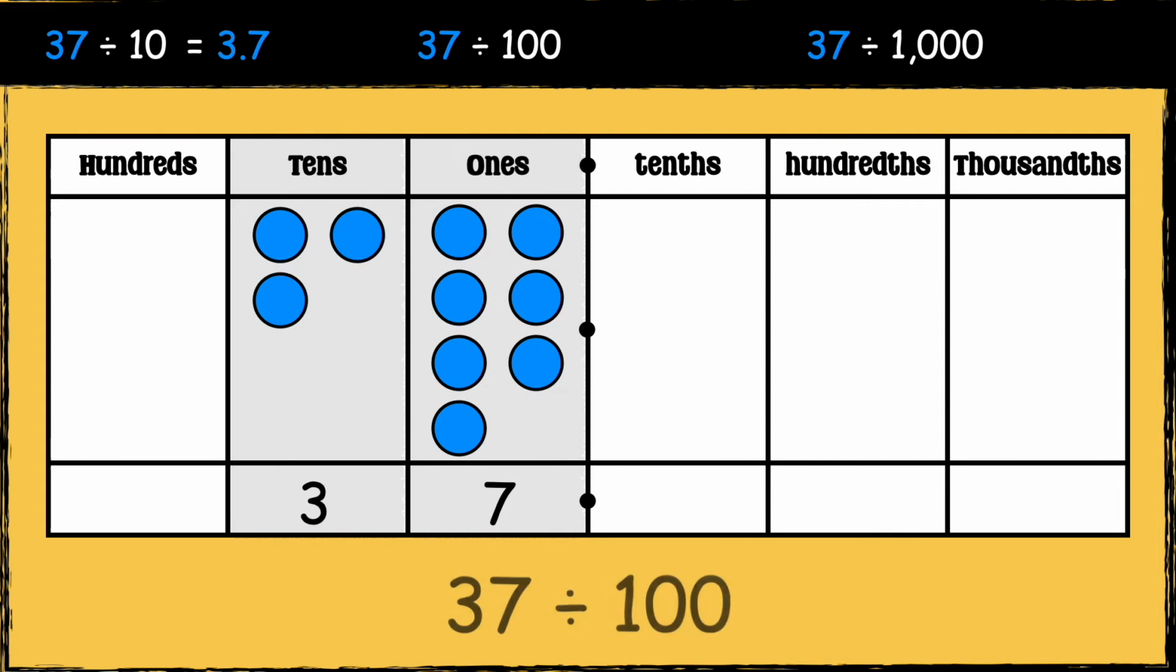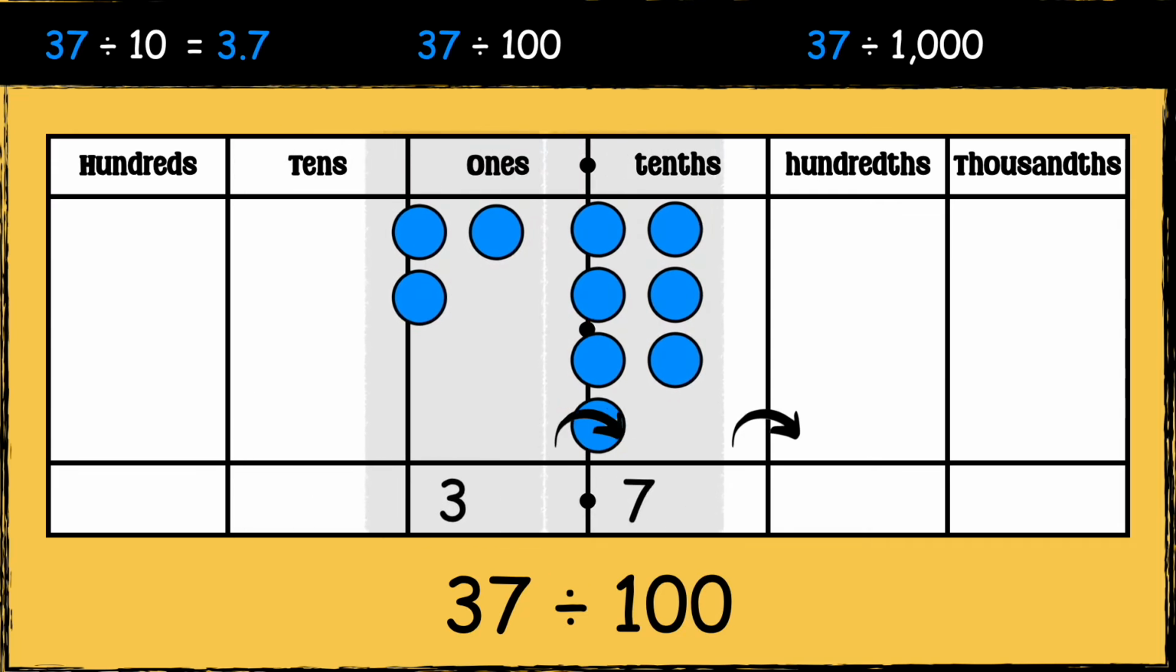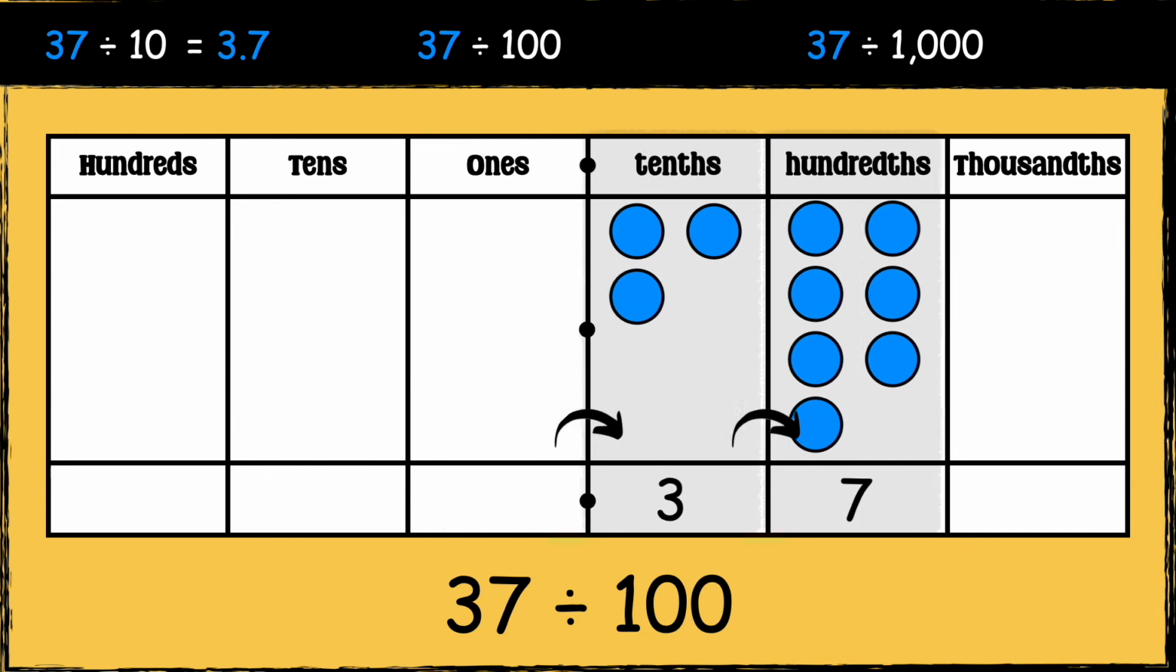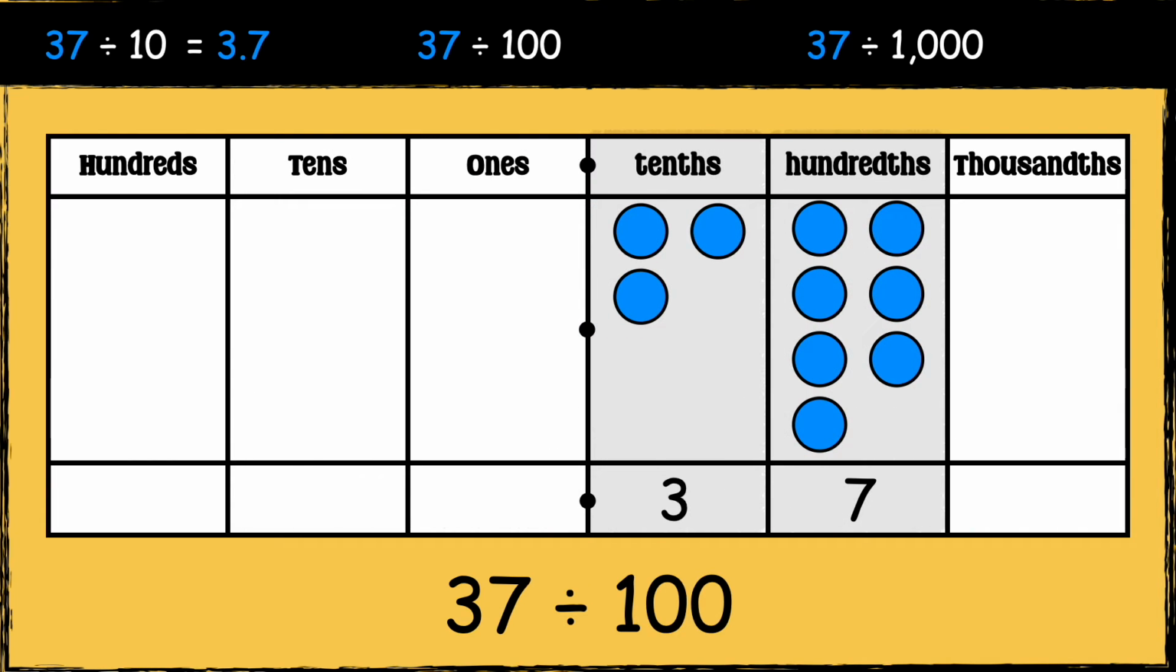Now let's divide 37 by 100. When we divide numbers by 100, we move the digits 2 places to the right. So 37 becomes 3 tenths and 7 hundredths. We need to use 0 as a placeholder to show that there are no ones. So the answer is 0.37.